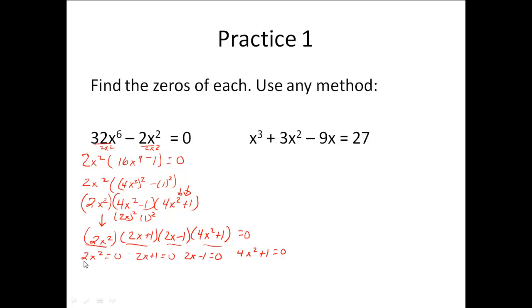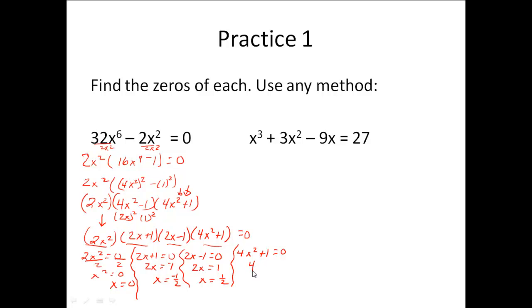Go back and divide the first one by 2, and I'm going to get x squared equals 0. Square root both sides, and I get x is equal to 0. This second one, subtract 1 from both sides, and I'm going to have 2x is equal to negative 1. Divide by 2, and I get x is equal to negative 1/2. Third one, add 1 to both sides, and I'm going to have 2x equals 1. Divide by 2, and I get x is equal to positive 1/2.